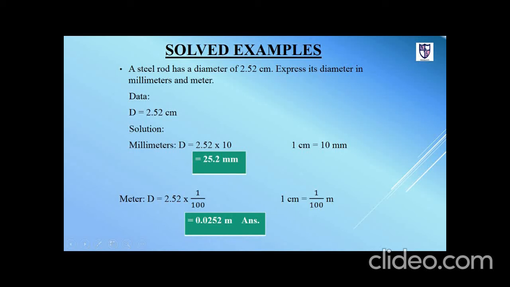25.2 millimeter. For meters, 1 centimeter is equal to 1 divided by 100 meter. So, for 2.52 centimeter, it will be equals to 2.52 multiplied by 1 divided by 100, which is 0.0252 meter. Don't forget to write correct units in your answer.